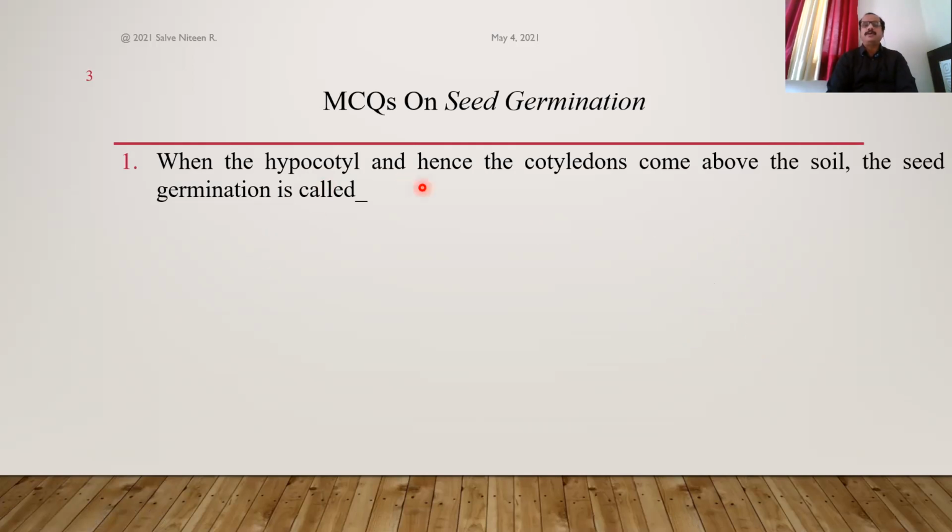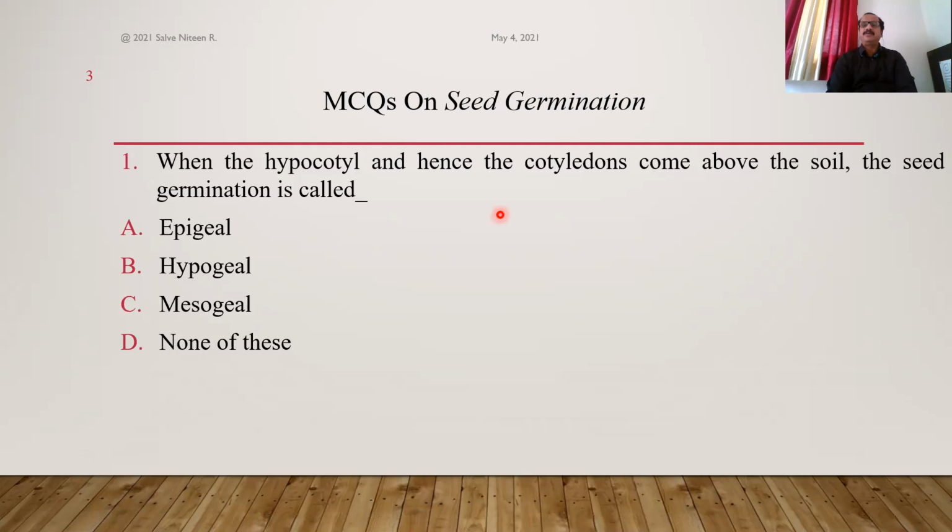So when the hypocotyl and hence the cotyledons come above the soil first, the seed germination is called as... So this type of seed germination in which cotyledons are above the soil is called epigeal. Epi means above, geal means earth or soil. Above the soil: epigeal or epigeous.